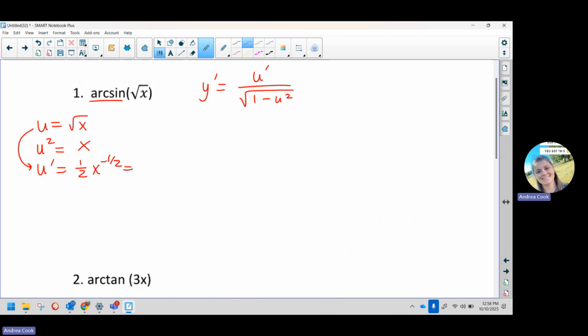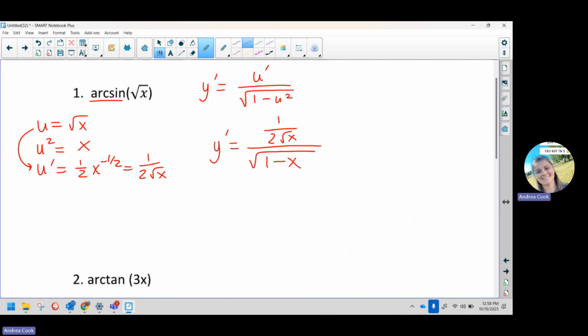Good. A lot of you are jumping right to that. Some of us aren't there yet, and that's okay. You bring the 1/2 down, subtract 1, but then you can move it down. And now you just plug into the formula. So my answer is going to be u prime, which is 1 over 2 square root of x, all over the square root of 1 minus x.